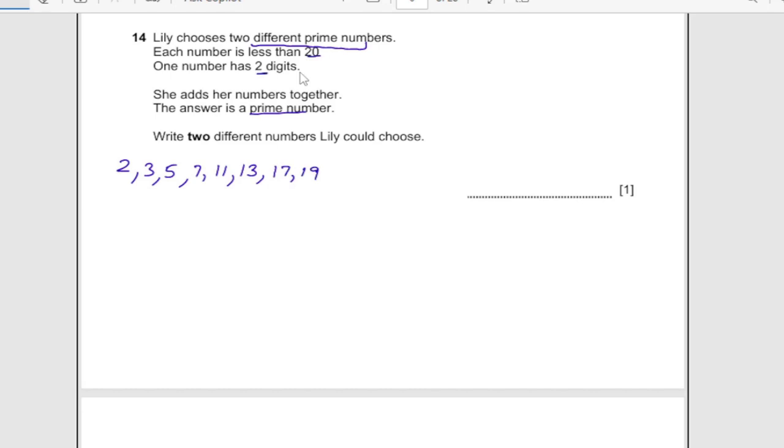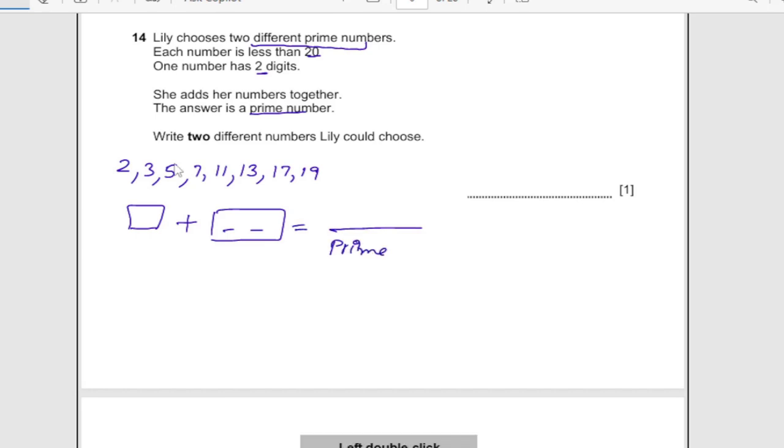One number has 1 digit and the other one has 2 digits. Okay, so she adds her numbers together. The answer is a prime. So whatever number we get, it should be a prime number. I hope you understood, right? So she adds two prime numbers. One is 1 digit, another one is a 2 digit number, and the answer should be a prime.